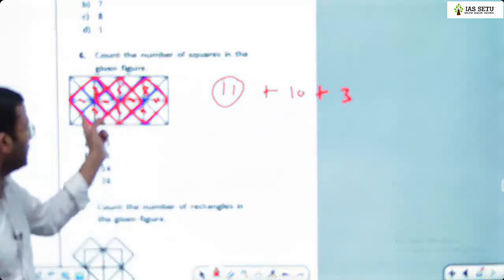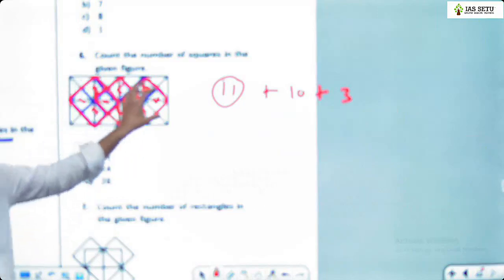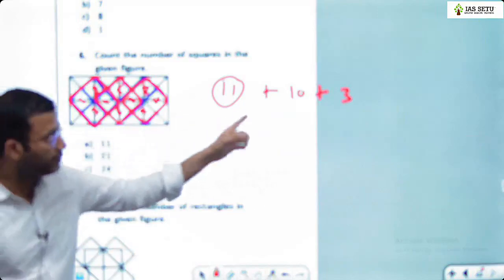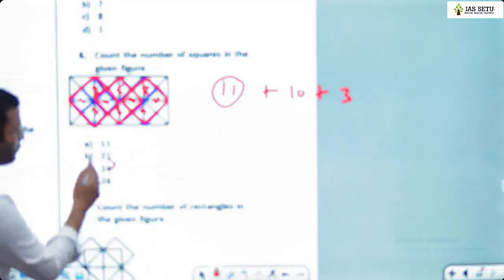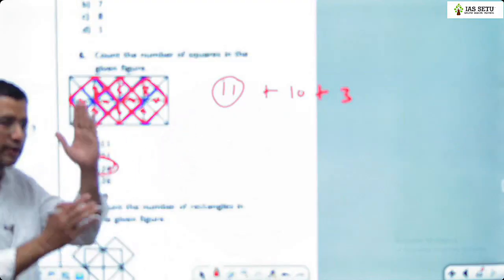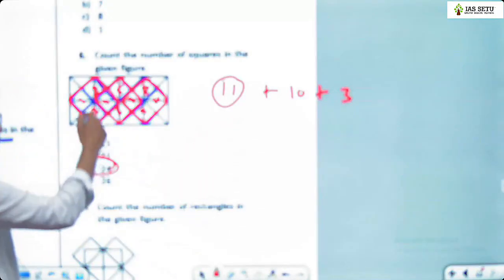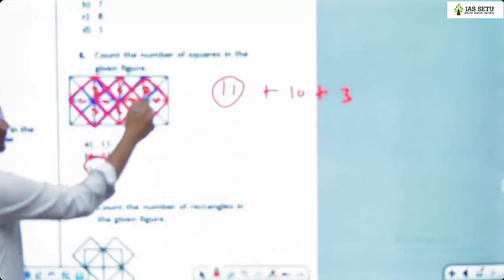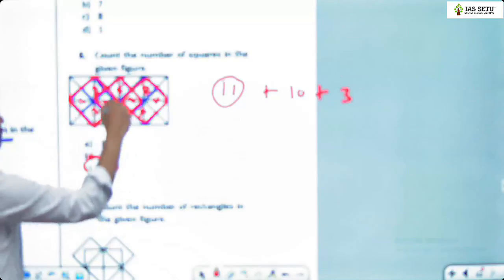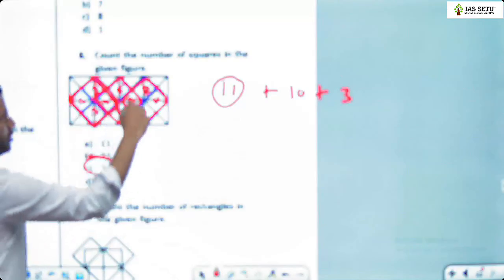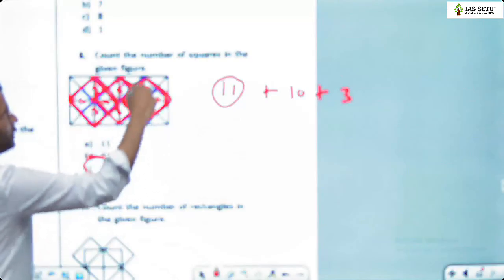पहले तो सिंगल सिंगल ले लिया, फिर ये बड़े साइज के. So you have 11 plus 10 plus 3. We have total 25 squares. 11 you get with vertical and horizontal lines. 10 you get when you take tilted line and small squares. And 3 you get when you take this combined of this 4, combined of this 4, combined of this 4.